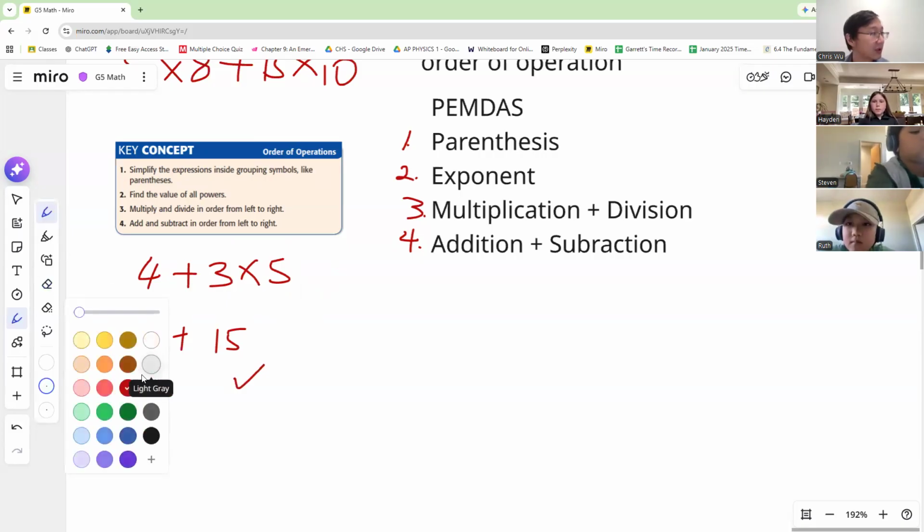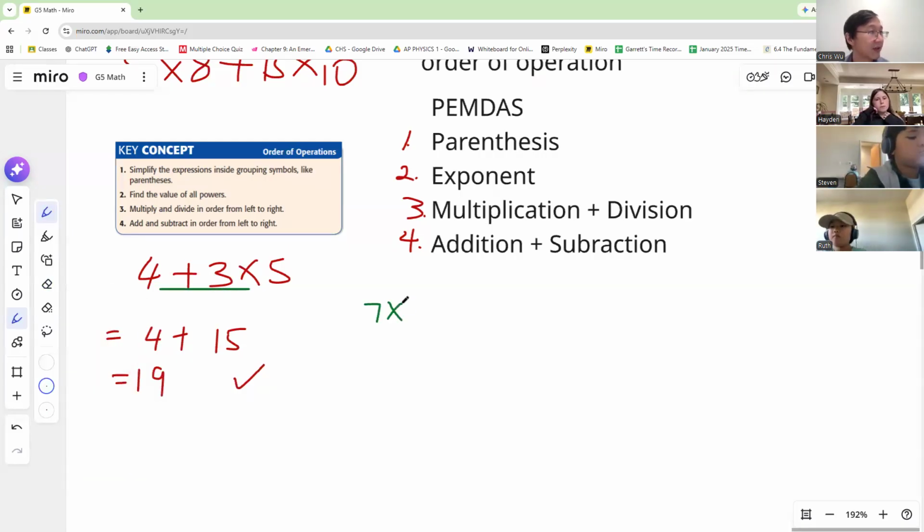So if you do this first, you get 7 times 5 equals 35. That's wrong. Okay, don't do that. We gotta do the multiplication first.